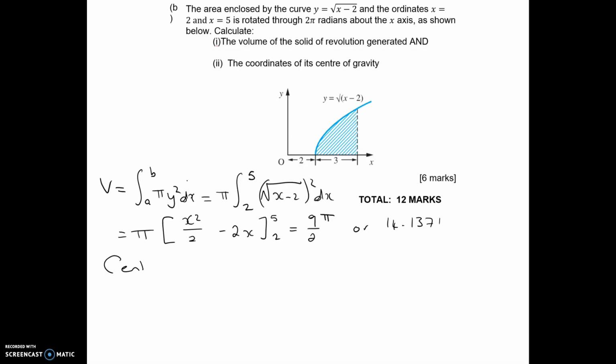Now, the centre of gravity for this particular shape as it goes around the x-axis is going to be some number x, but y is going to be 0 because it's going to be symmetric about the x-axis there, so y will be 0. So all we need to do then is look for the formula for x.